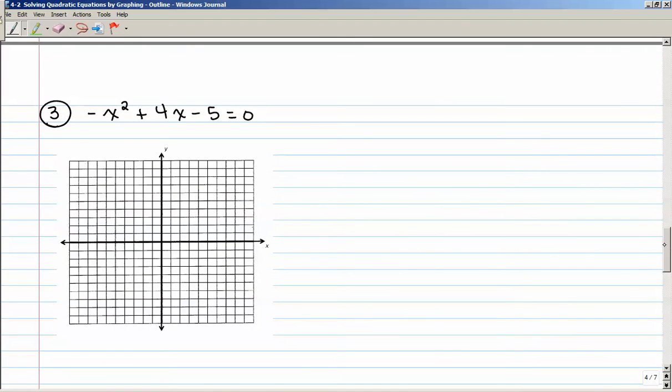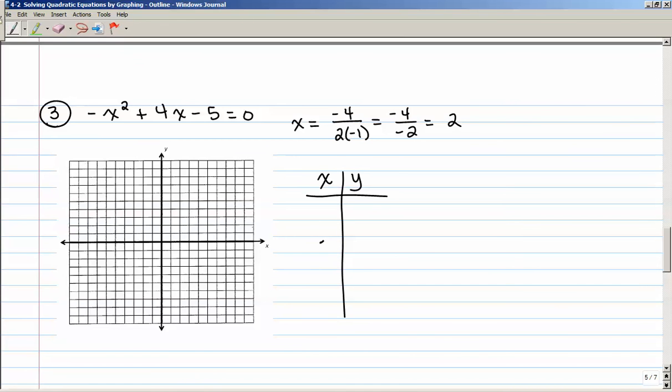Let's take a look at another example here. So I have negative x squared plus 4x minus 5 equals 0. Let's find the x of the vertex. Negative b over 2a is going to give me negative 4 over negative 2, so the x of my vertex is going to be a positive 2. Let's make our table. Put 2 in the middle. 2 smaller, 2 larger, and let's go to the calculator.